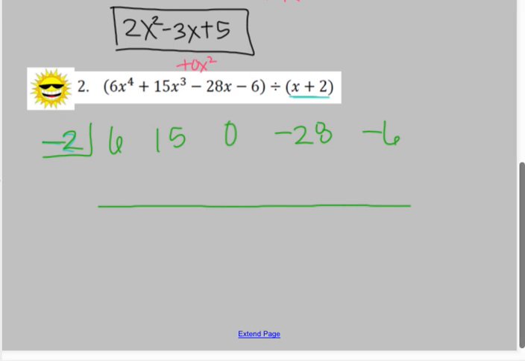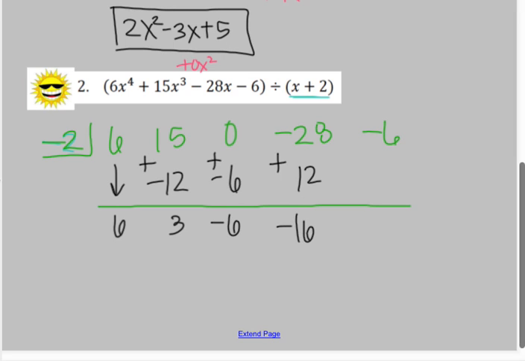And remember, we get started by bringing down that first term, so I have 6. Negative 2 times 6 is negative 12. I would add these to get 3. Negative 2 times 3 is negative 6. Once again, I add those to get negative 6. Negative 2 times negative 6 gives you 12. And I add negative 28 plus 12, which gives me negative 16. Negative 2 times negative 16 gives me 32. And when I go ahead and add those two, I would get 26.